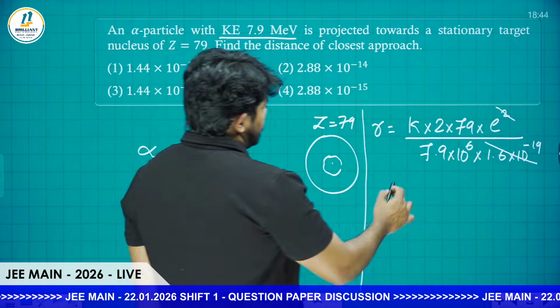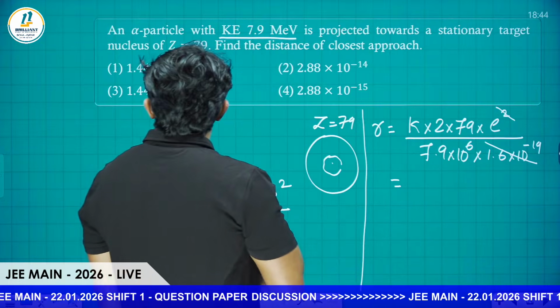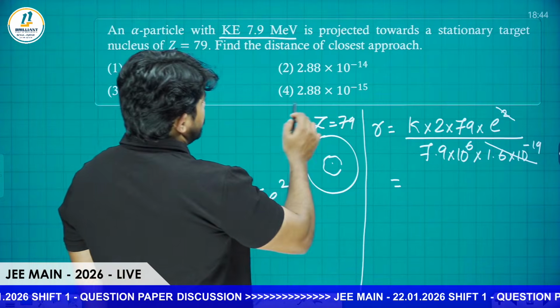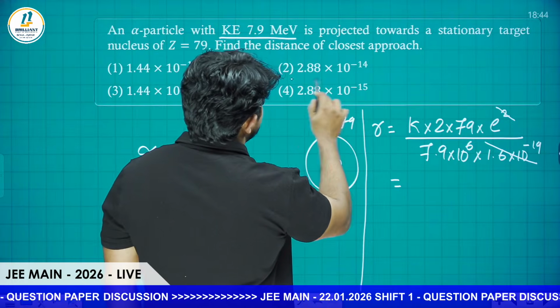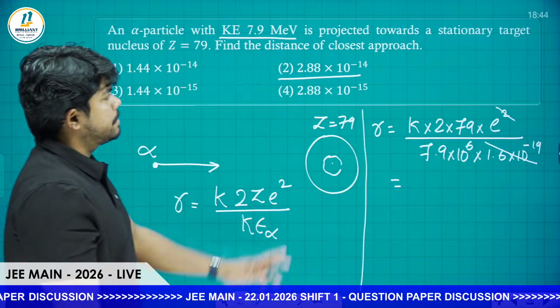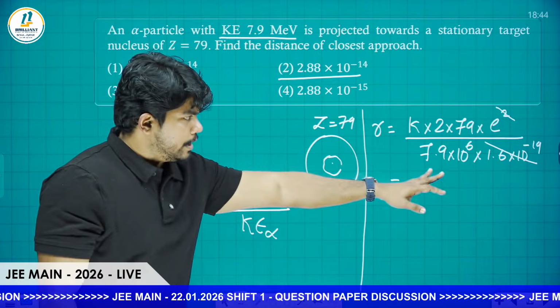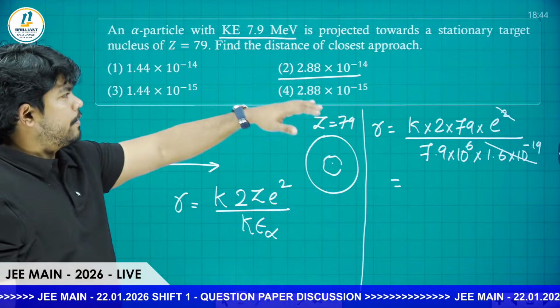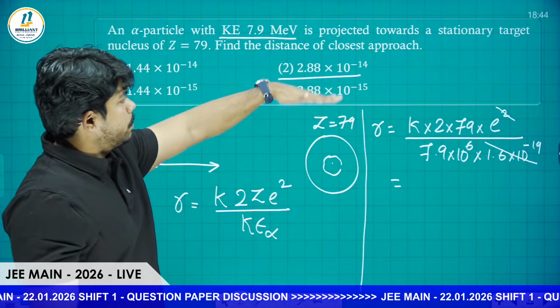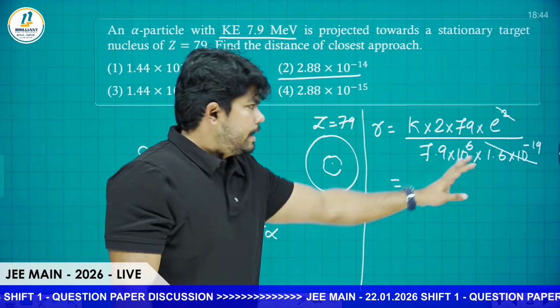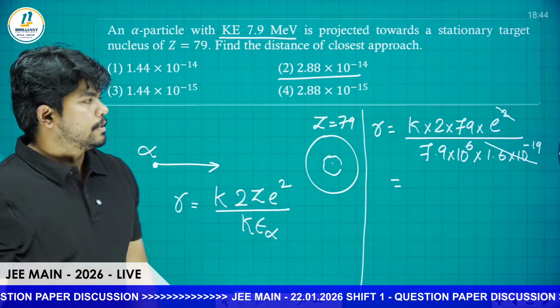When we substitute all the values, we are going to get, I think, the value 2.88 times 10 raised to minus 14. You can calculate this and find out that it is correct. I'm not sure about the options, but you can calculate this value and find out the answer.